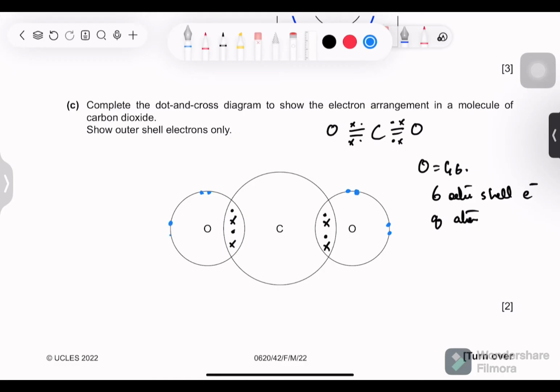As carbon is in group 4, it only had four outer shell electrons, which it shared with both of the oxygens. So these are two carbon electrons, and these are two carbon electrons. Hence you have one mark for the lone pair also. So be careful with that, and the double bond also.